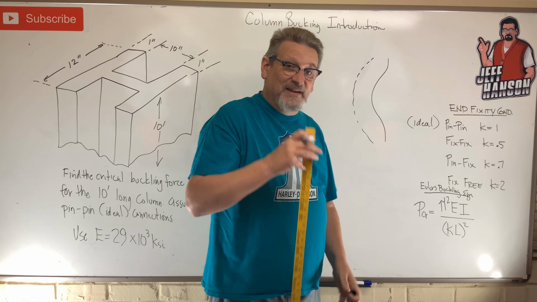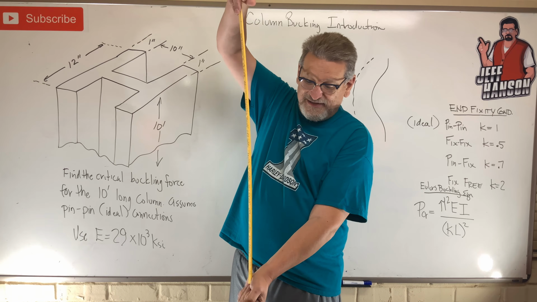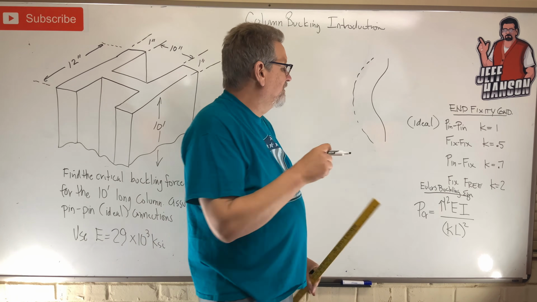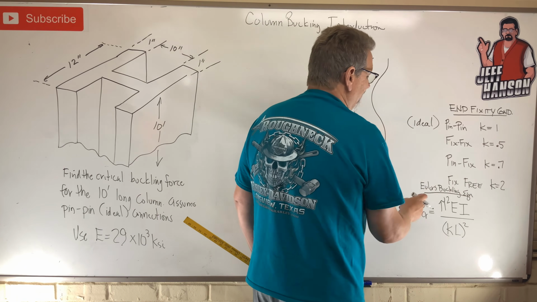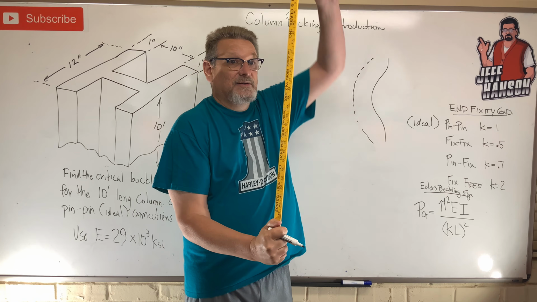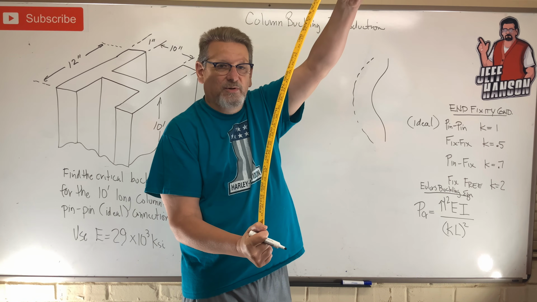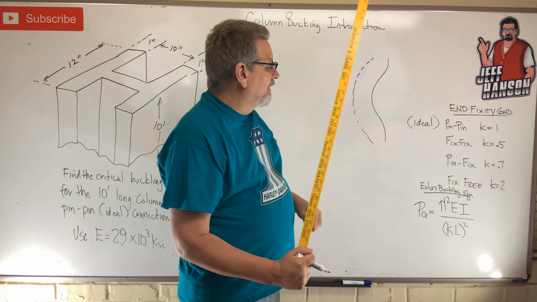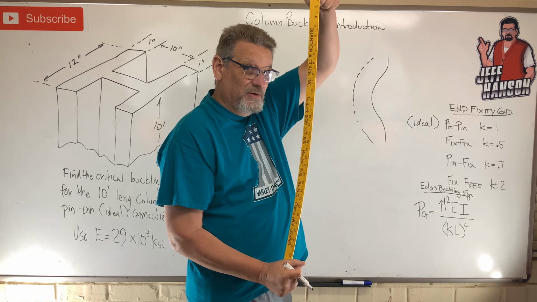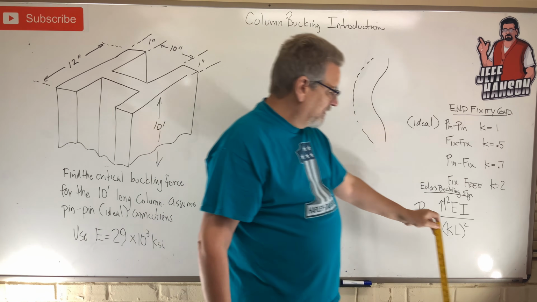Now, pin fixed means that one end is free to rotate. The other end is fixed, so it's kind of in the middle of those two. It's kind of a hybrid connection. The K value for that is 0.7. And then there's fixed free, which is like a telephone pole, right? Now, it has a wire hooked to the top of it, so it can bow, it can buckle. Also, the K value for fixed free, it's the easiest to buckle of all of those kinds. K value is 2 on that, okay?